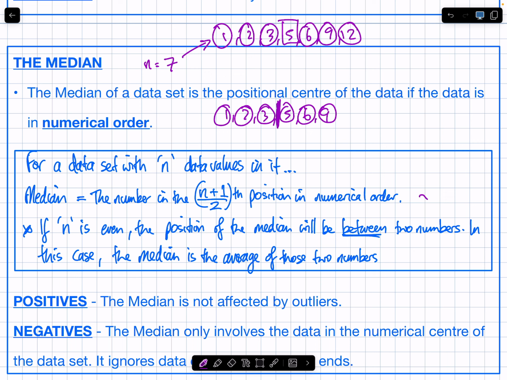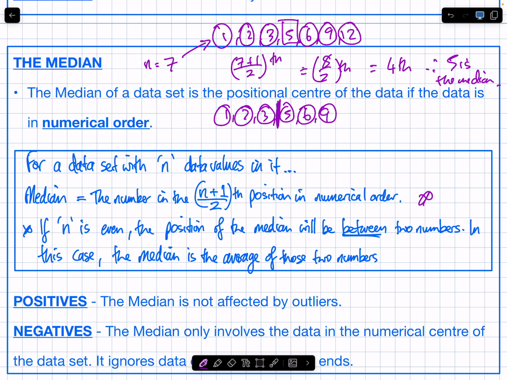And I've given you this formula here. The median is the number in the (n plus 1) over 2th position in numerical order. So you just told me n was 7. So 7 plus 1 over 2th position. What is 7 plus 1? 8 over 2th position. What is 8 over 2? 4. Fourth position. Is 5 in the fourth position? Yeah. There. So therefore 5 is the median.